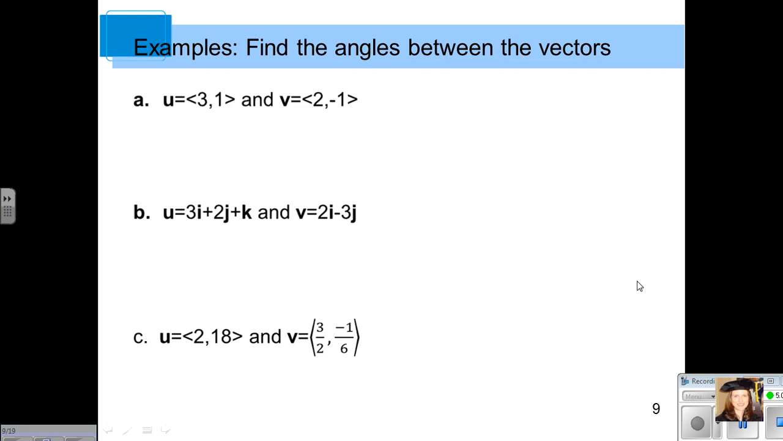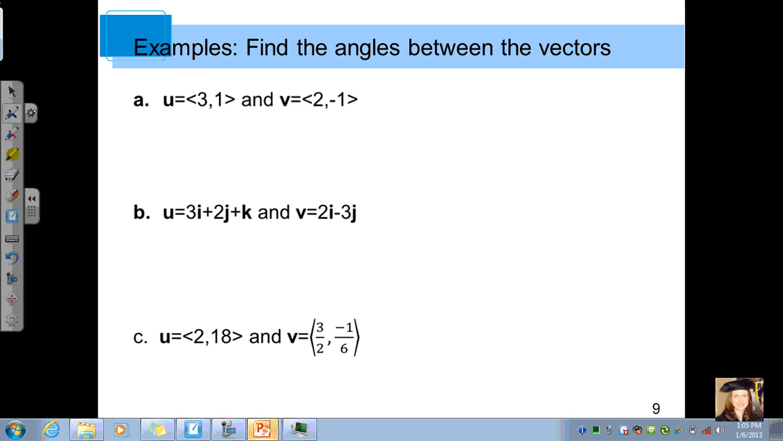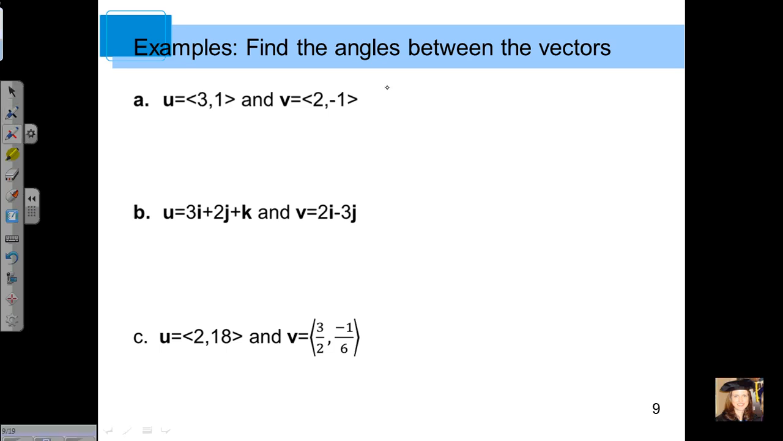Here are some additional examples where we find the angle between two vectors. We have the angle bracket notation, we have vectors in space and the plane, and we want to go ahead and find the angle between the two vectors using the dot product. We know that the cosine of the angle theta is equal to the dot product u dot v divided by the magnitude of u and the magnitude of v. We're going to do the dot product first.